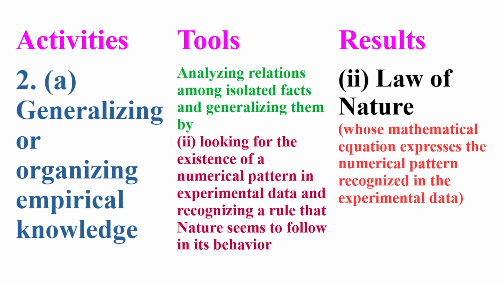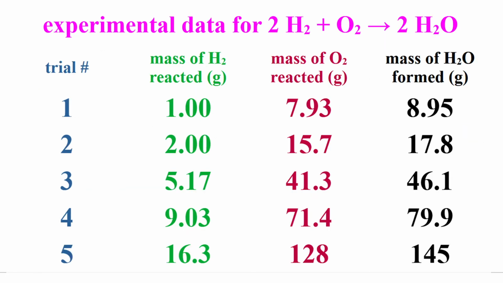The numerical pattern expressed in the form of a mathematical equation constitutes the mathematical statement of the law. The implication of the mathematical pattern is in turn expressed in the form of a verbal statement of the law. As an example, let us analyze the 5 trials of data for the combining masses of hydrogen and oxygen to produce the masses of water shown in the table.